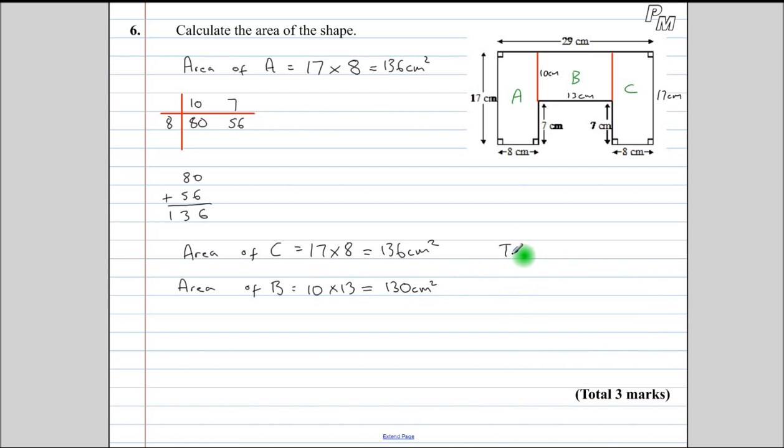So the total area is going to be 136 plus 136 plus 130. All we're doing is adding A, B and C. So A here, B here and C here. And if we do that, let's see what we get. 6 plus 6 is 12. 3 plus 3 plus 3 plus 1 is 10. 1 plus 1 plus 1 plus 1 is 4. So we get 402 centimetres squared.